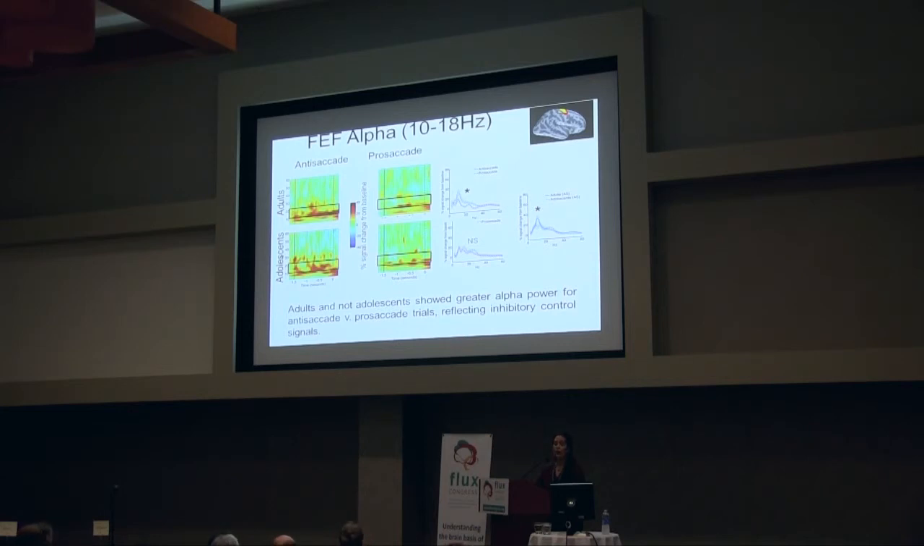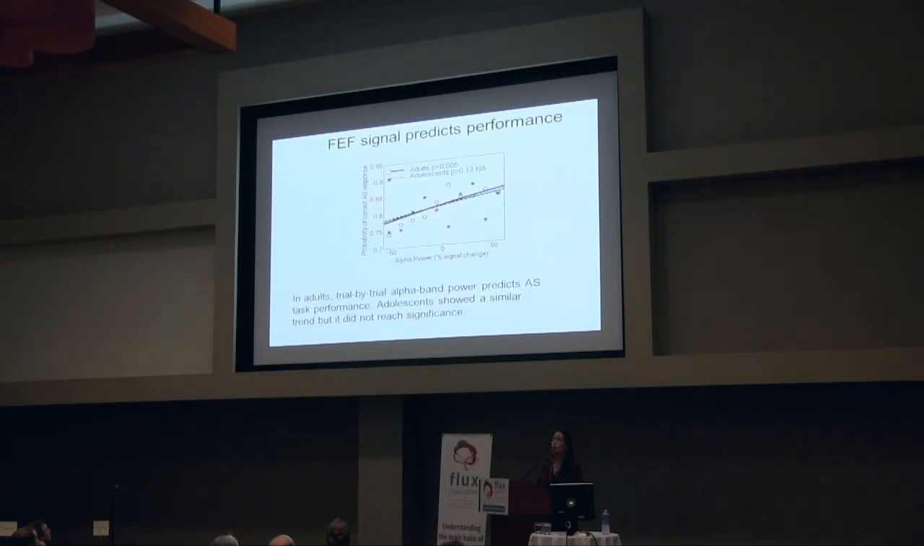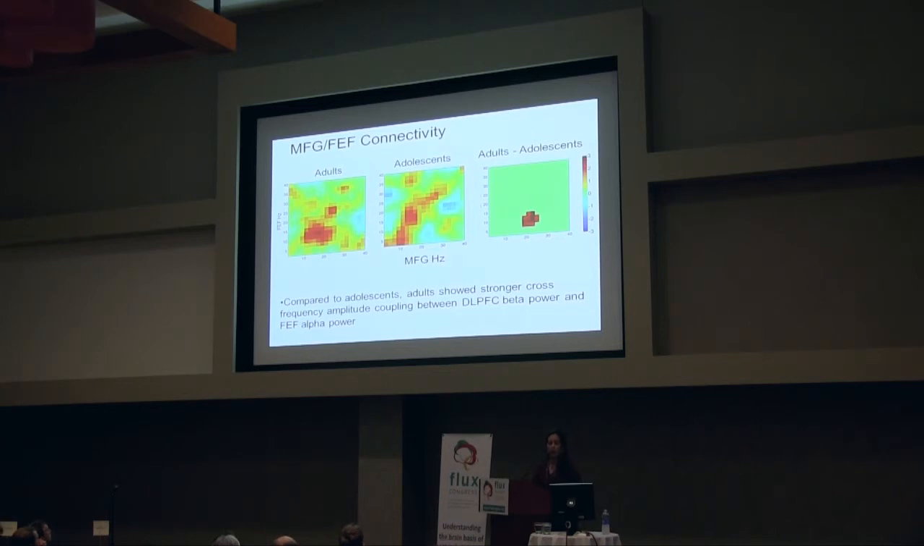Then we found that in the frontal eye field, adults and not adolescents showed greater alpha power for anti-saccade versus prosaccade trials, which is what we know reflects inhibitory control. And this goes well with what we know from animal studies, that greater alpha rhythm is indicative of lower spiking rates. We also found that the FEF signal predicts performance. So in adults, trial by trial, alpha band power predicts anti-saccade performance, but adolescents did not reach significance. And this we did with a logistic regression because we wanted to see, can we predict, similar to what Doug and Stefan have done. And we were able to do this in adults. Then we looked at connectivity, and we found that compared to adolescents, adults showed stronger cross-frequency amplitude coupling between DLPFC beta power and FEF alpha power.